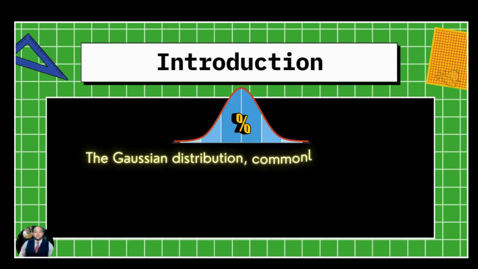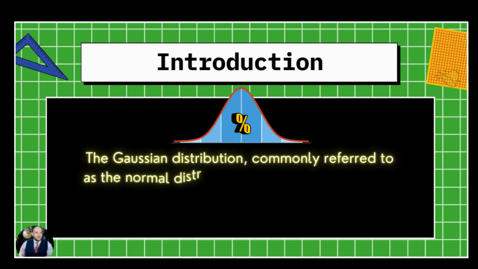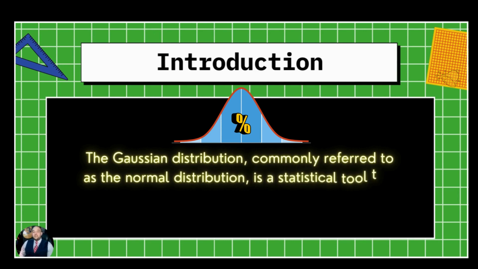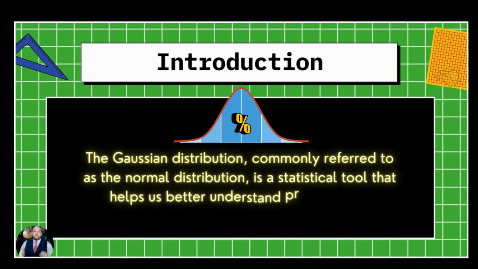So the Gaussian distribution, I'm going to try to just refer to it as a normal distribution, is a statistical tool that helps us better understand probabilities, right? How do we improve processes? What's the percentage we're going to hit that mark? What's the percentage we're going to hit that target every time?